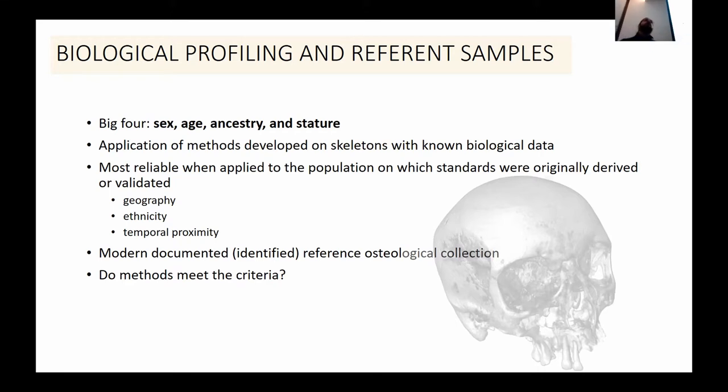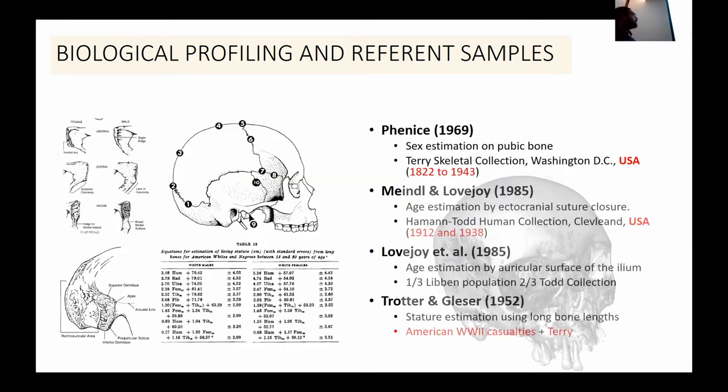only if applied to the population on which they were originally derived, or afterwards validated. This refers to geography, ethnicity, and also temporal proximity. And if we want to do that, we must have a collection of skeletons that can accurately represent our population of interest. But when we employ those methods in everyday work, some of them do not meet these criteria, and we will see how.